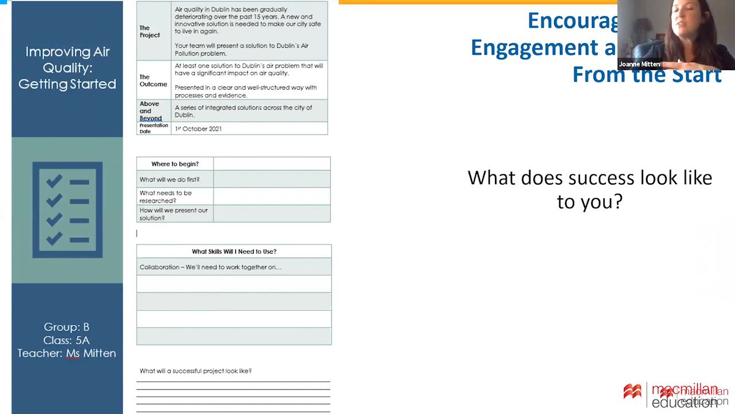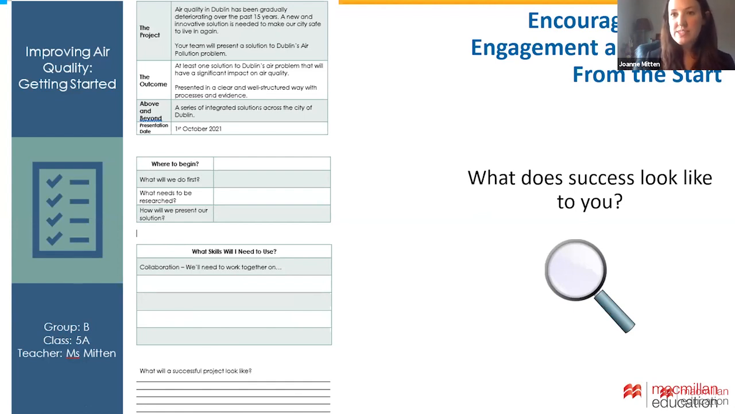And they work in their groups to fill out the getting started document. Now you can do this any way you like. It's just an example of how from the start, students are creating their own records and being reflective from the very first lesson. So the project you can see here is a project about air pollution in Dublin. Your team will present a solution to Dublin's air pollution problem, and the outcome.